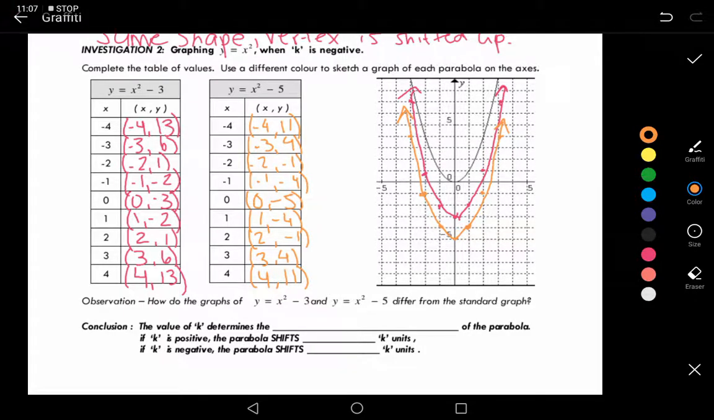Okay, so again, just like before, we're going to observe these two graphs and figure out why we think they differ or how they do differ. So for these ones, we can see again that shape is the same, right? So it has the same shape.